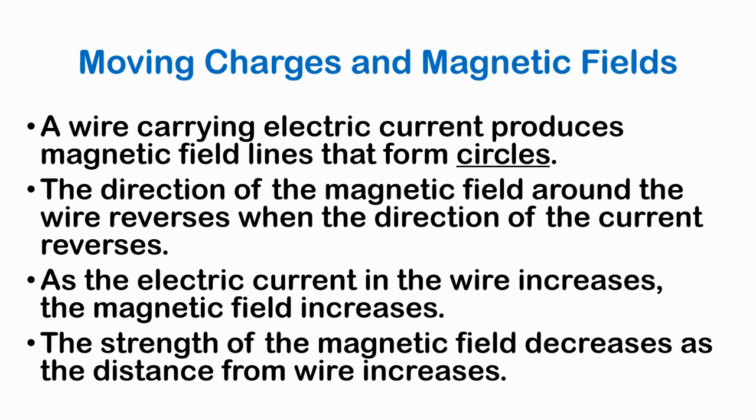The strength of the magnetic field decreases as the distance from the wire increases. So as you get away from the wire, you're not going to have the power of the magnetic field to be able to move and manipulate other magnetic fields. It's strongest closer to the wire.